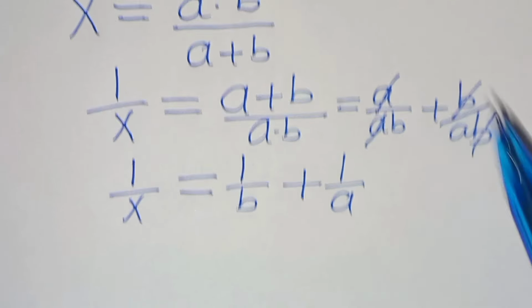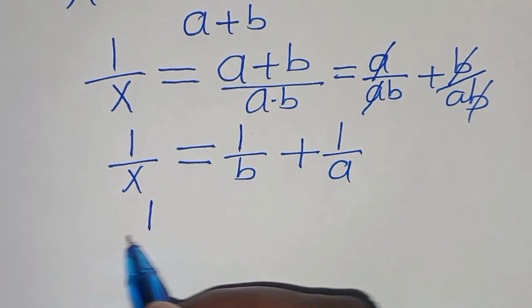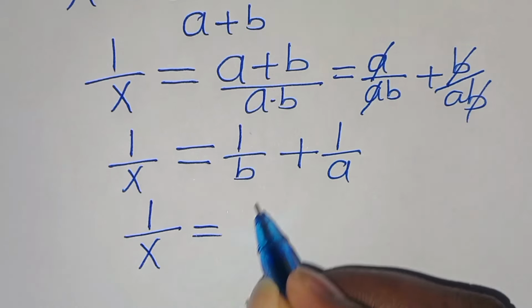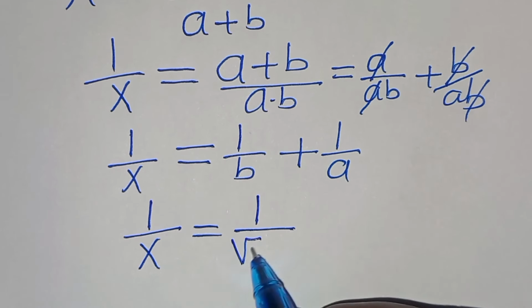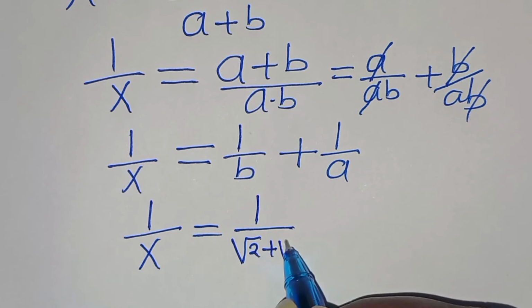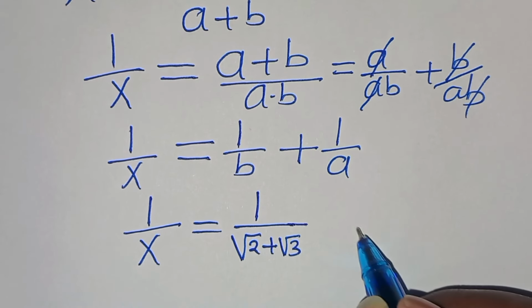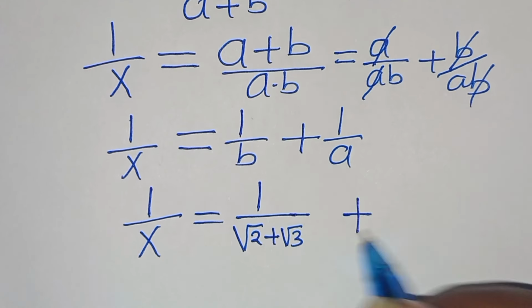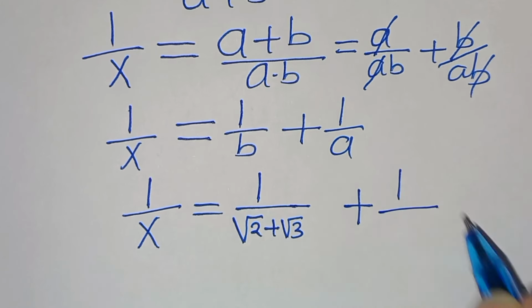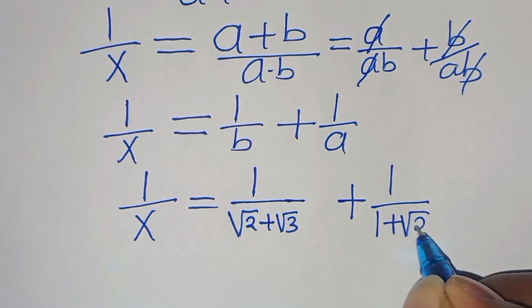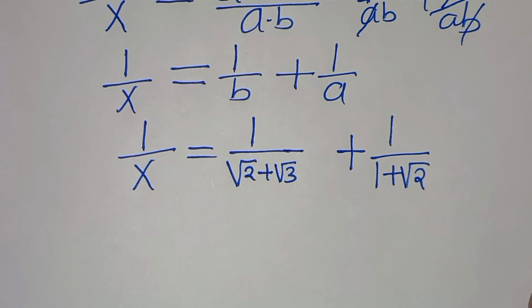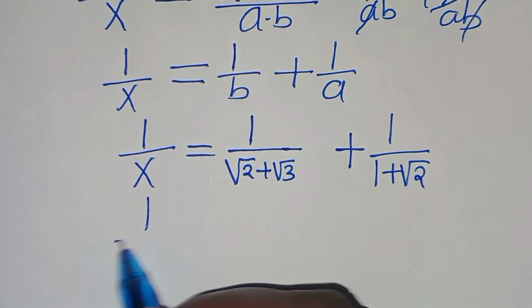Now the next step is we can substitute the value of b, which is square root of 2 plus square root of 3 here, such that now we have 1 over x equal to 1 over b. Remember, b is square root of 2 plus square root of 3. And then we have 1 over a, which is 1 plus square root of 2.